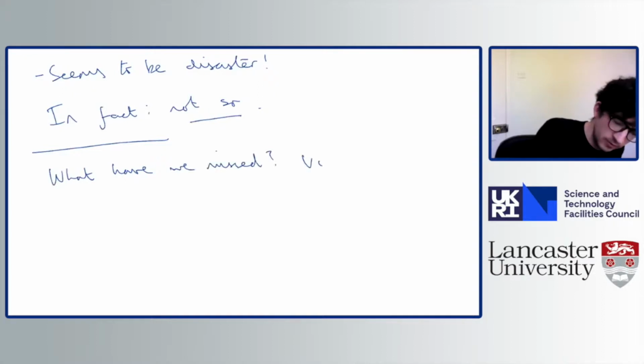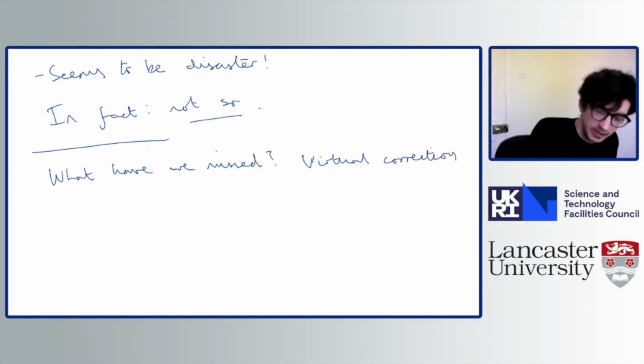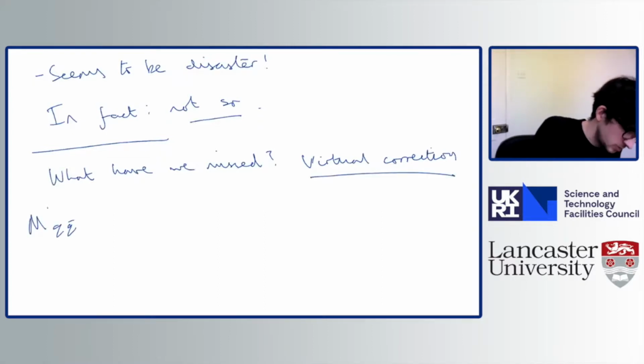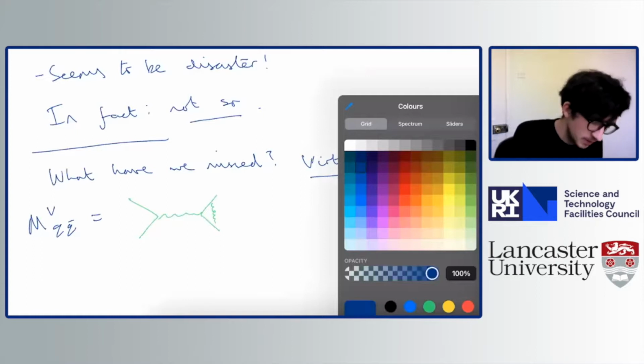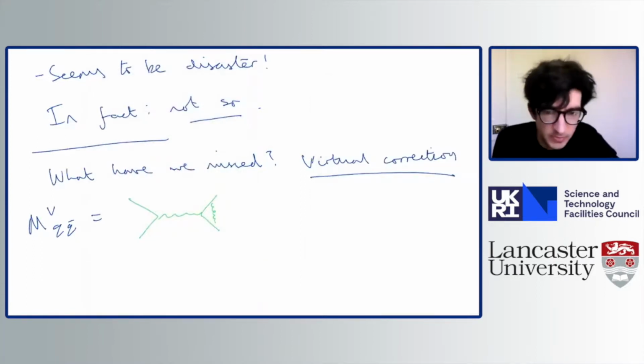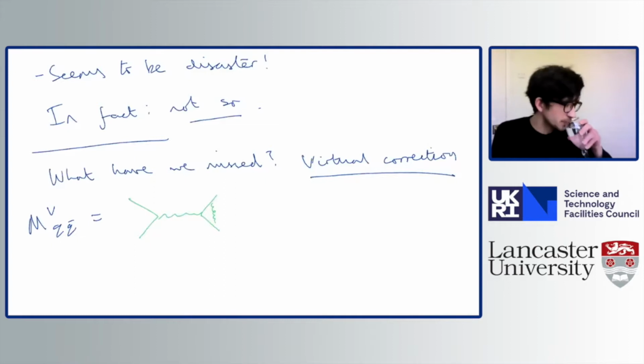We missed our virtual corrections. Maybe you even anticipated that as I first wrote down the real corrections and I said nothing else about them. So M Q Q bar virtual, to put a V to indicate that. The relevant thing actually would be something like this. We're not going to get into the details of what you include here, but we're not going to do any loop calculations or anything like that at all. That's beyond the scope, but let me draw a diagram.